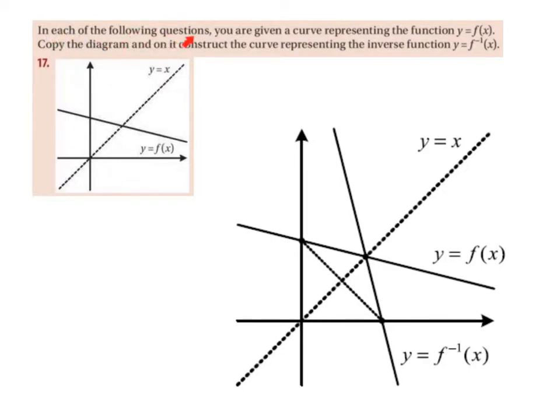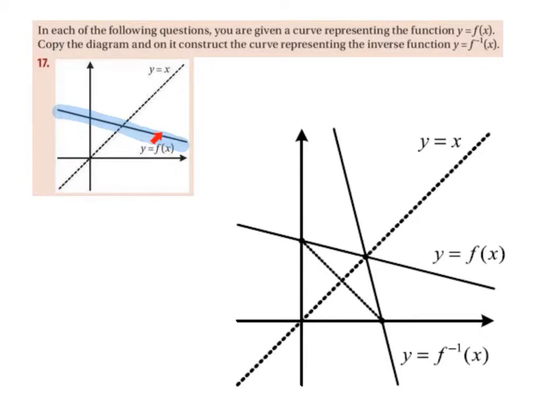In each of the following questions, you are given a curve representing the function y equals f of x. So here's our x-axis, here's our y-axis. This dotted line is the line y is equal to x, we're going to use that. And this is the actual function, so this straight line here. Copy the diagram and on it construct the curve representing the inverse function y equals the inverse function of f of x.